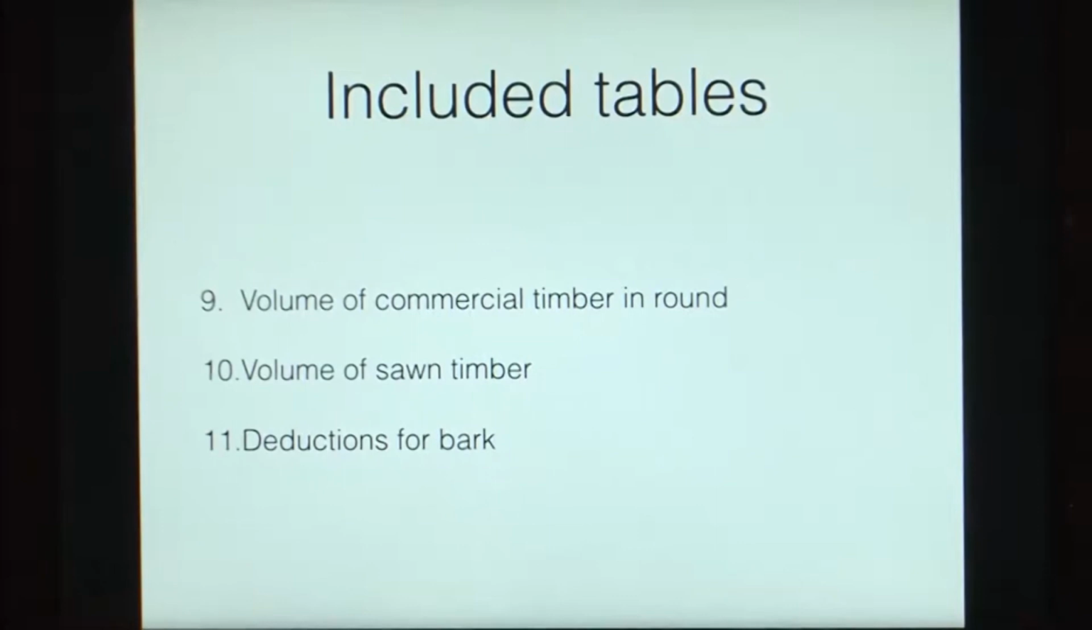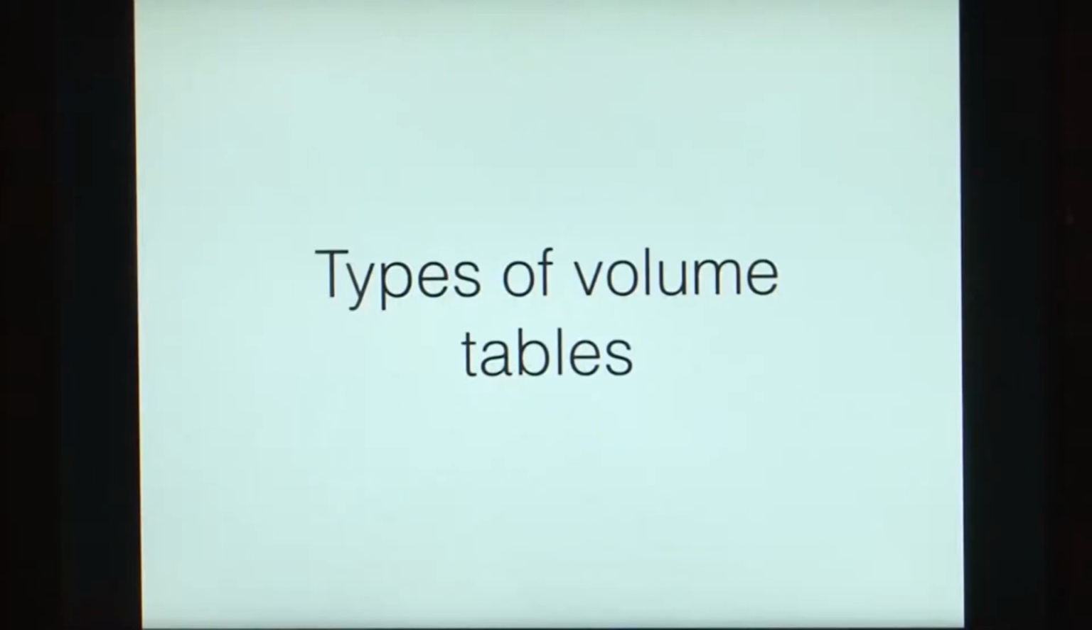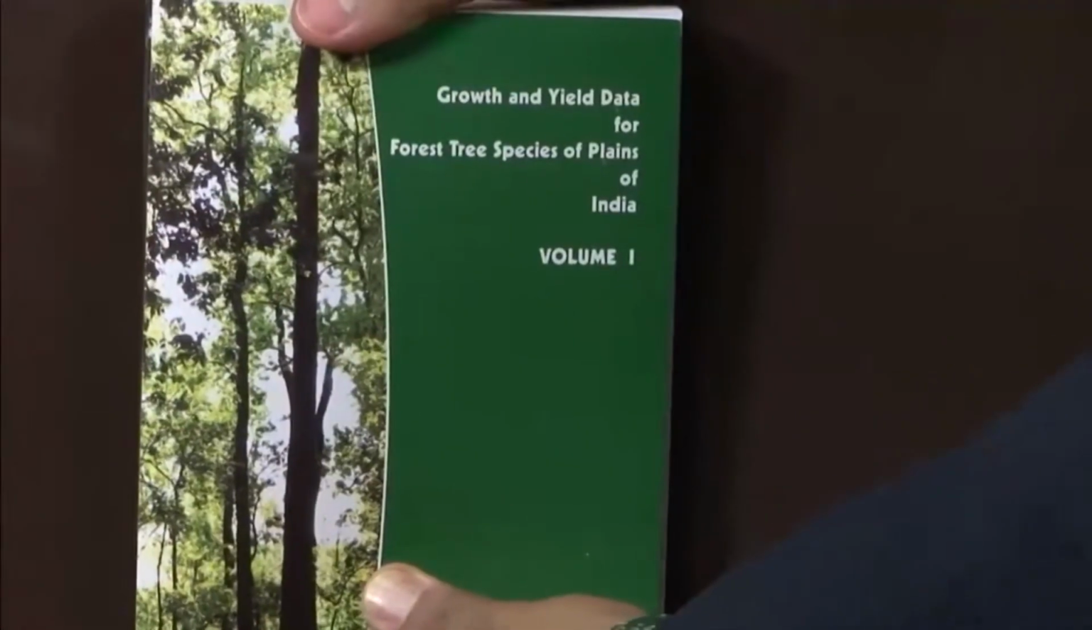So, that is good in terms of your fuel value. Or you can have volume of commercial timber in round, volume of sawn timber, or you can even have a table for the deductions for bark that you can make if you have the other values. So, essentially we can have different kinds of volume tables.